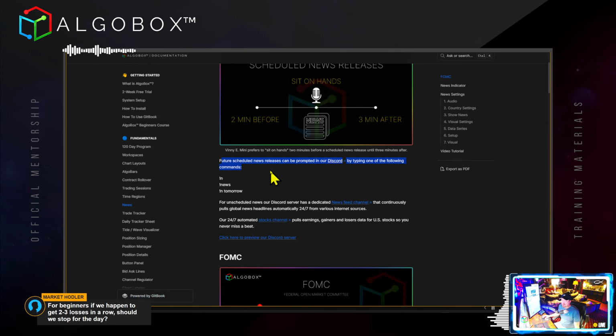All right, future scheduled news releases can be prompted in our Discord by typing one of the following commands. Type !in or !news or !news tomorrow. These are 3 commands inside of Discord. !in if you're shorthanding, okay, we know what you're saying, you're trying to get the news. !news will pull that day's news. And if you want to know what tomorrow's news is, you type !news space tomorrow. The word tomorrow will get you tomorrow's news.